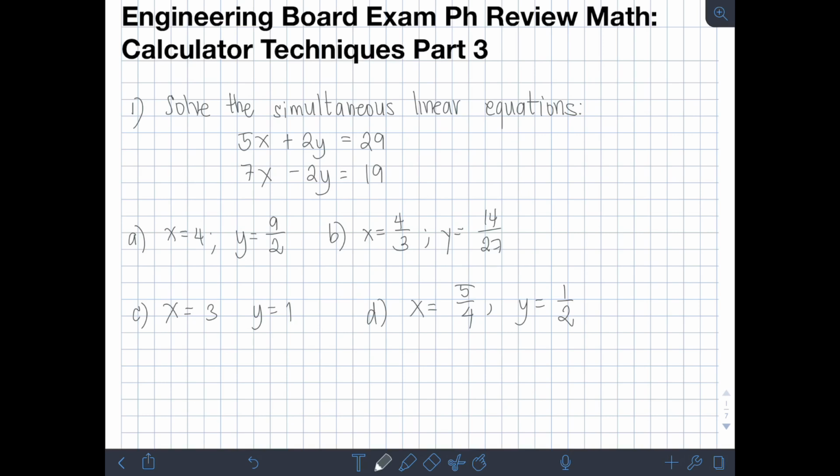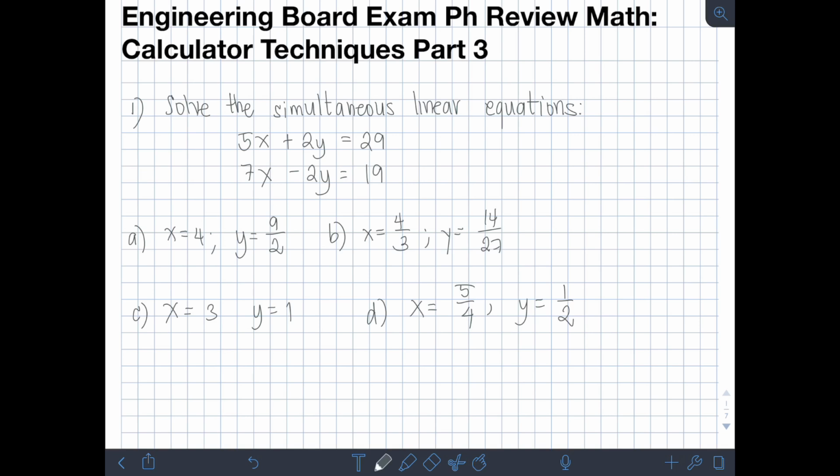Okay, so this time ay magre-review ulit tayo for engineering board exam mathematics, which is yung calculator techniques part 3. So meron na akong video for calculator techniques part 1 and 2, so kung hindi nyo pa yung napapanood ay ililink ko na lang. Okay, so magsasolve ulit tayo ng problem sa video na to. So let's start with question number 1.